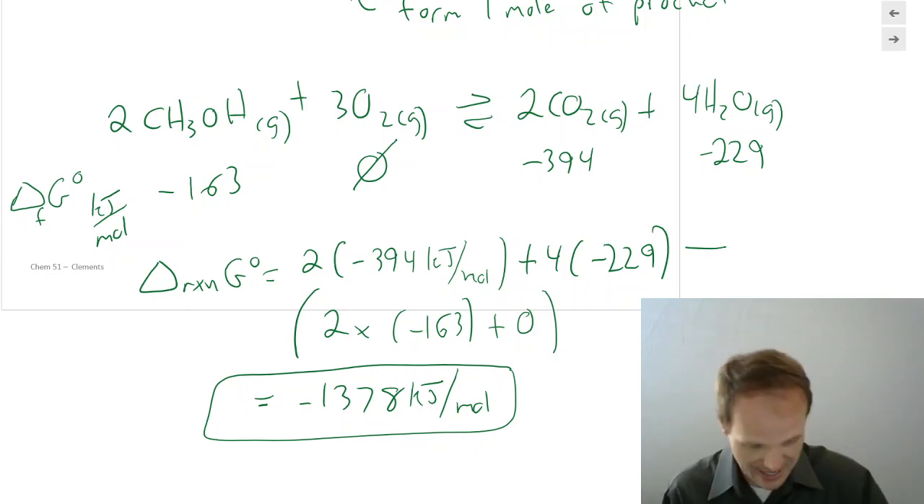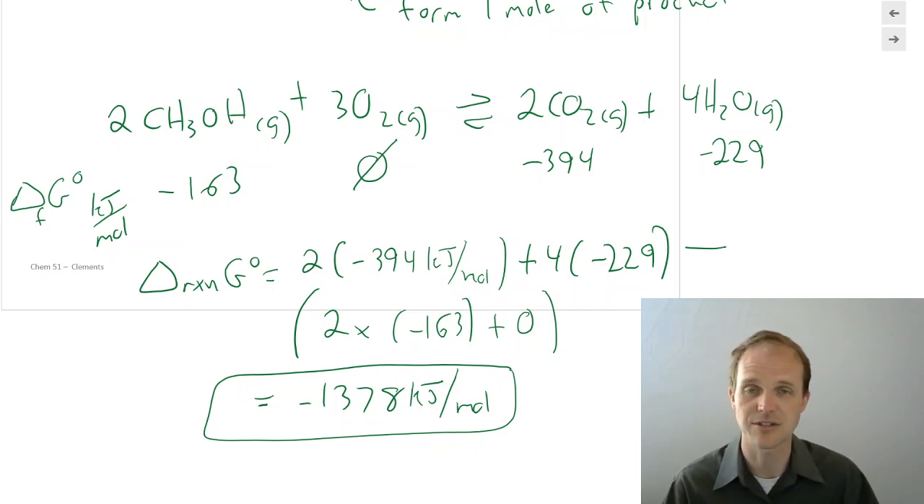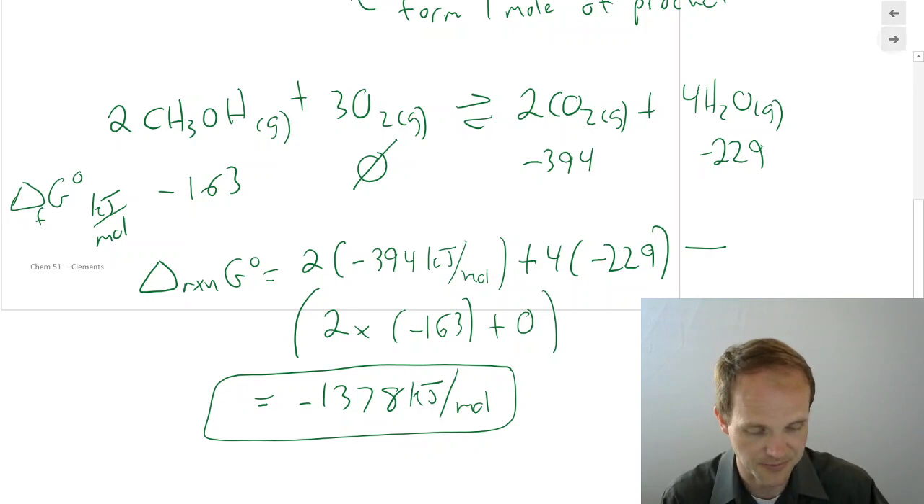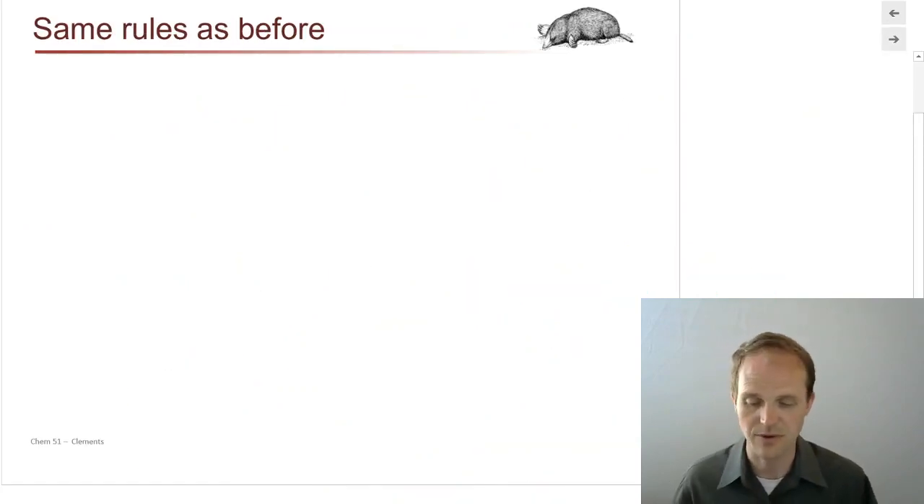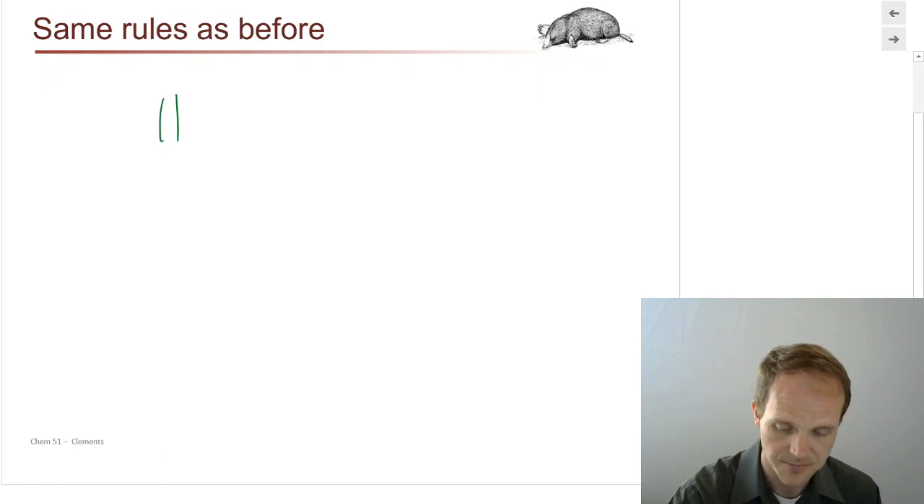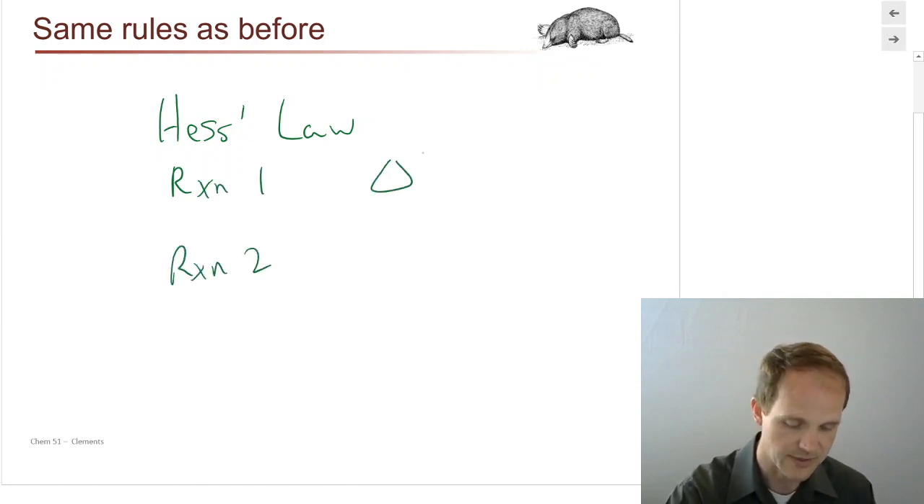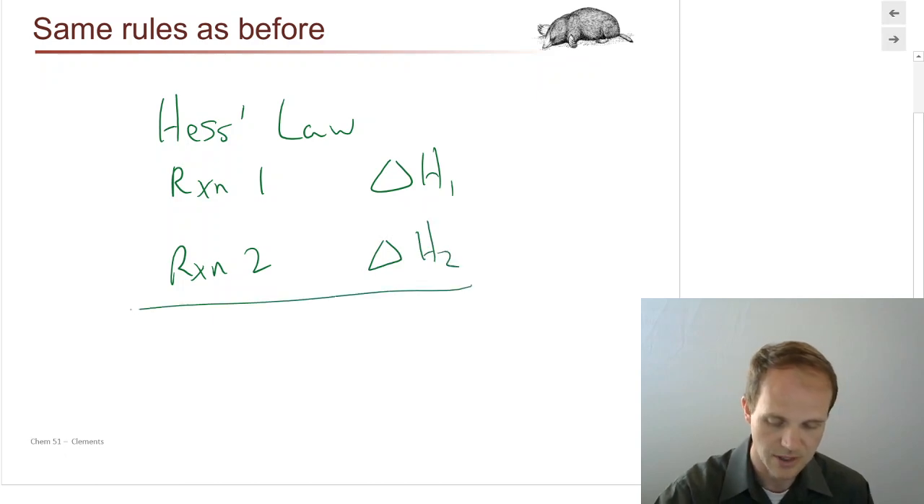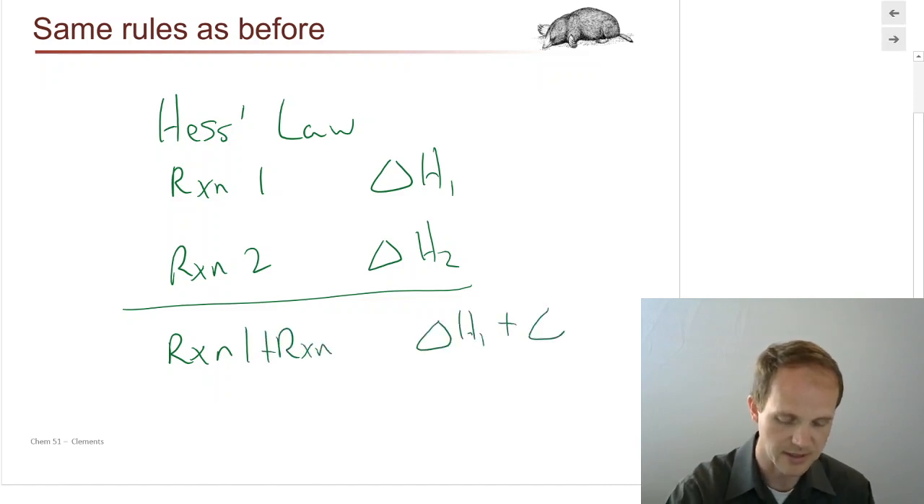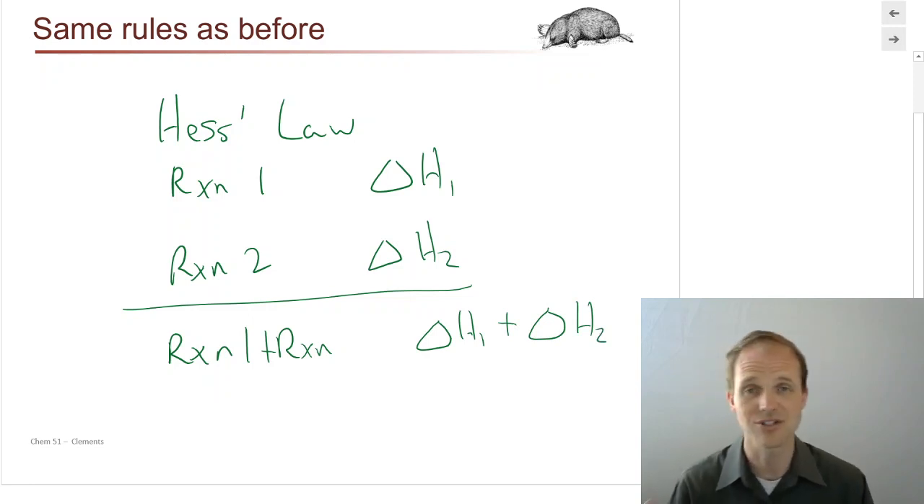Okay, so that's how we can calculate delta G more directly, by just looking up delta G formation values in tables, but we can also calculate it from delta H and delta S, if that's what we have available to us. So it just depends on what you have. All right, the same rules as before. Remember when we talked about Hess's law? It just said if you have reaction 1 and reaction 2, and they have delta H1 and delta H2, then reaction 3, which is reaction 1 plus reaction 2, is going to have delta H1 plus delta H2. So when you add reactions, you add their delta H's.